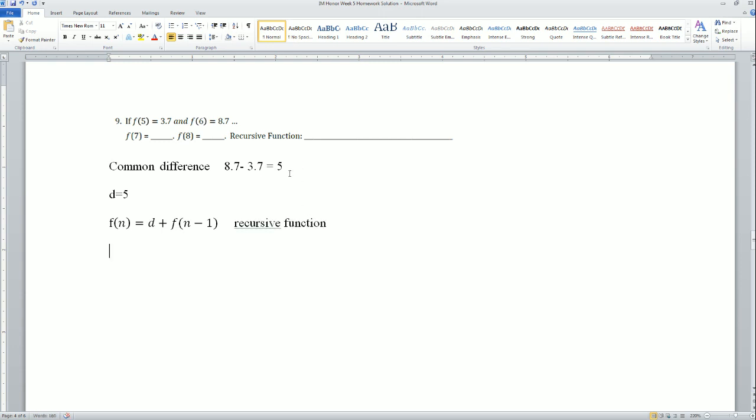Alright. Now, I am trying to look for function of 7. So, plug in 7 here for n. What is 7 minus 1, which is going to be 6? What is my function of 6? I know function of 6 is 8.7. Oops, 8.7. Ooh, I forgot to plug in the d, which was 5, so this should be 5.